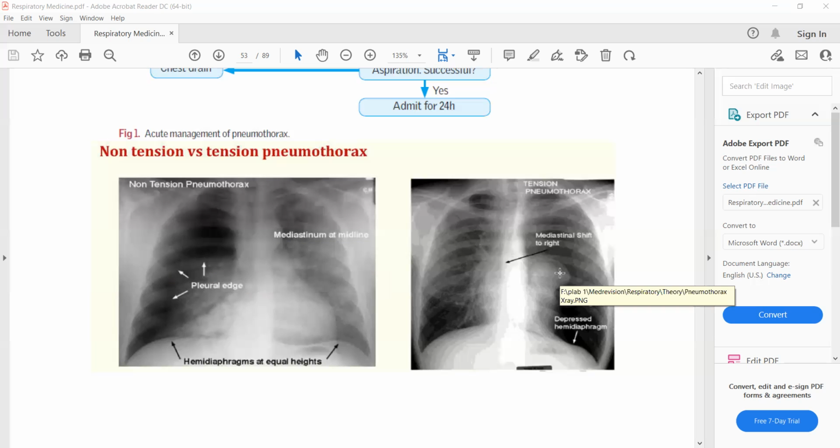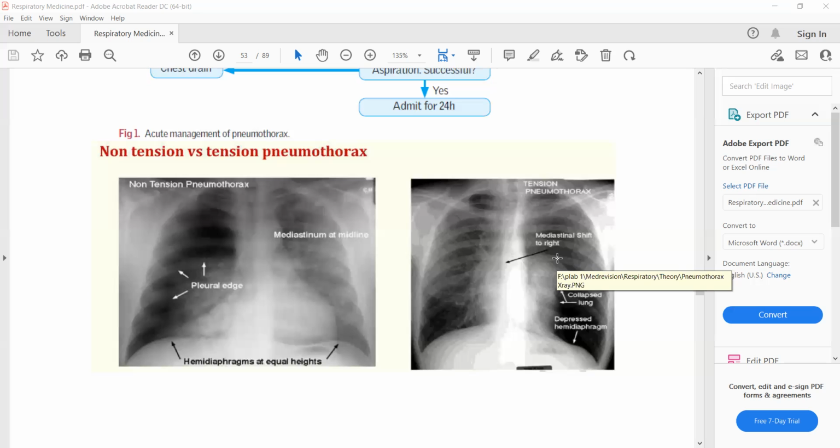Similarly, you can see in this diagram as well that this is a jet black area, which is representing air in the pleural cavity, and you can see a white area here. This one is the collapsed lung, and there's a boundary between these two. So a jet black lung, jet black chest X-ray, and a visible pleural boundary or pleural edge will make the diagnosis of a pneumothorax.